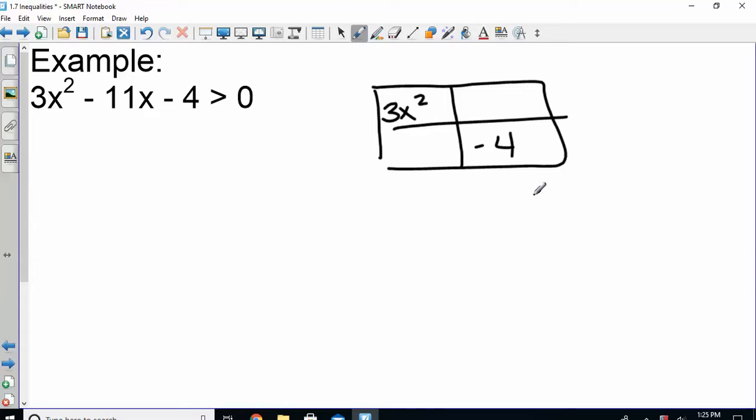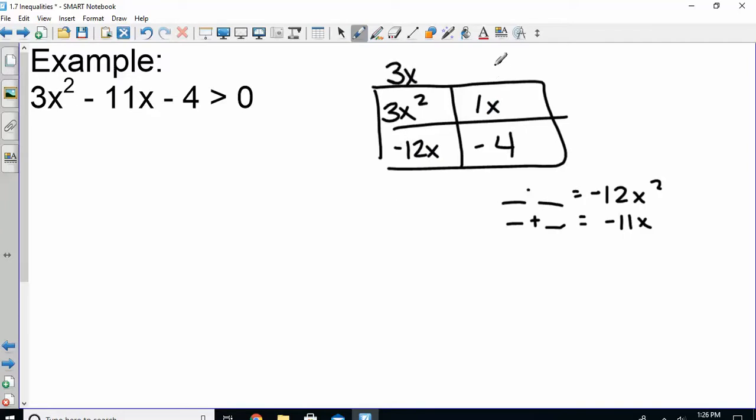So if I multiply those things, they multiply to a negative 12, and they add to negative 11. So what would that be? So then we factor, we get 3x plus 1, x minus 4.